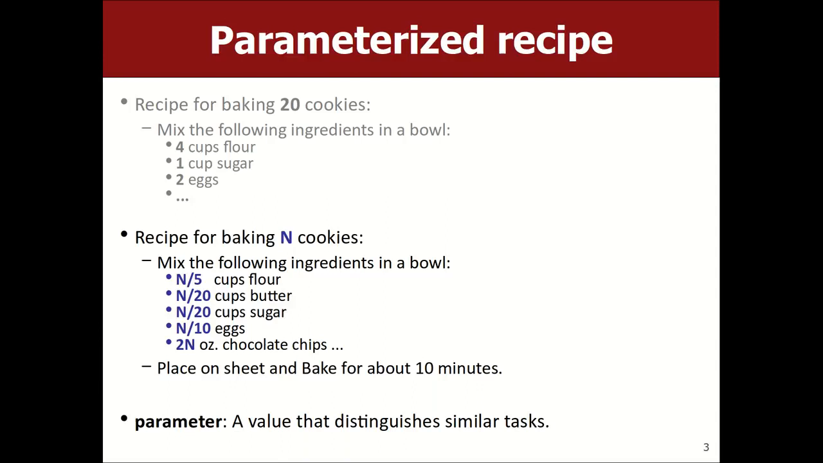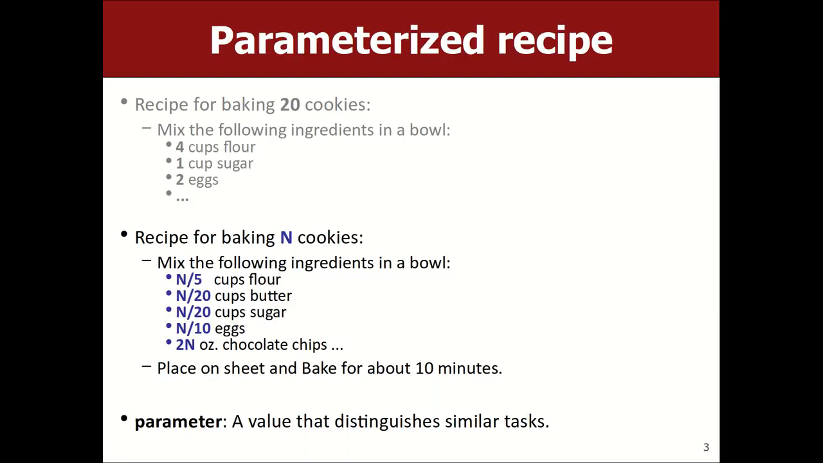This idea of generalizing an algorithm and sort of separating out the part that needs to change if you want to change something about the algorithm, that's called parameterizing the algorithm. And then in this case, the parameter is N, the number of cookies we're baking. Okay? So, you know, we're trying to relate this back to Java, back to programming.